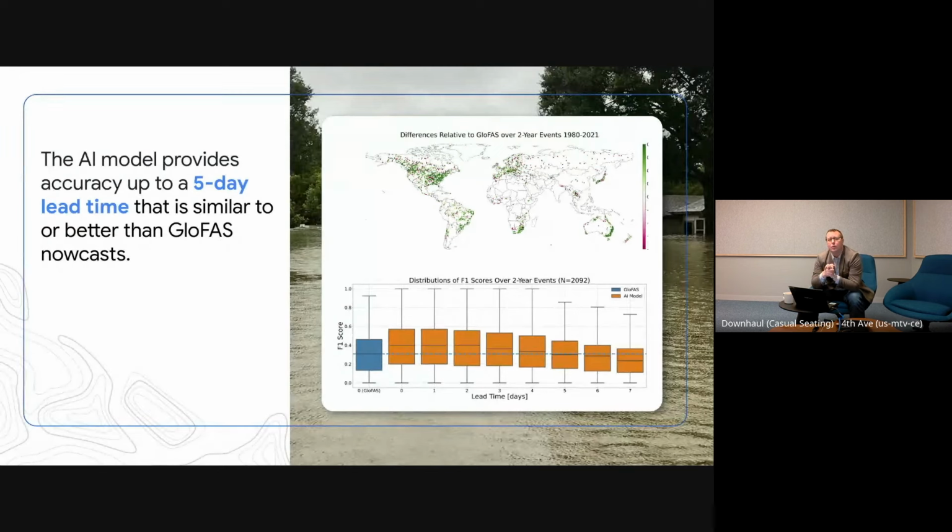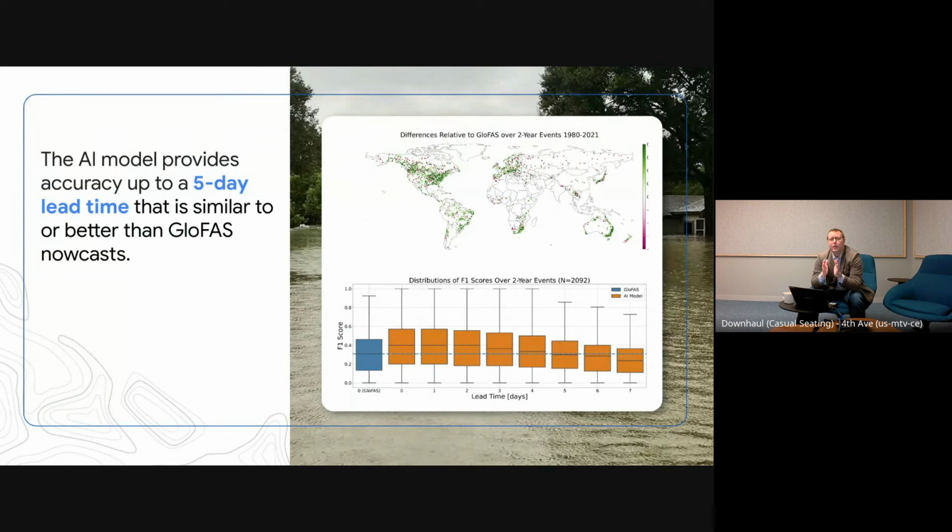And we're looking at the F1 score, which is the harmonic mean of precision and recall. In our case, precision and recall are generally the same almost everywhere, so we didn't feel the need to split up the graphs into both precision and recall. They're very, very close to each other. So the F1 score can be interpreted as either precision or recall. And what we see is that the box plots are distributions over the 2,000 or so locations that are shown on the top. We get precision and recall at about a 5-day lead time that are similar to the GloFAS nowcast. So we're able to extend the current accuracy of the Global Flood Awareness System out about 5 days into the future. We're able to give about 5 extra days of warning with the same accuracy that GloFAS has now.